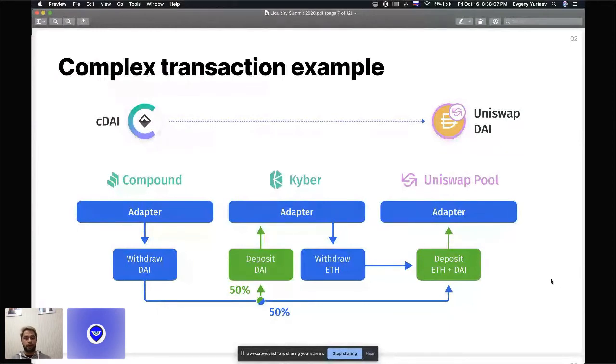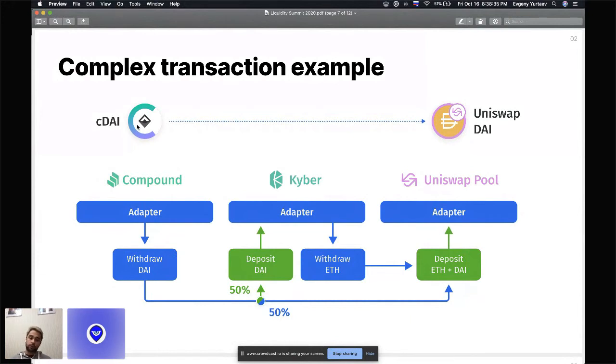Here I wanted to show one example of how interactions through the DeFi SDK could be done, and why it is pretty interesting. Here is a pretty complex transaction. Let's say you're starting with cDAI, which is a Compound DAI, and you want to convert that into something like Uniswap DAI. With Uniswap, you need to provide 2 different types of assets for the Uniswap DAI pool. You need to deposit ETH and DAI, and you only have cDAI.